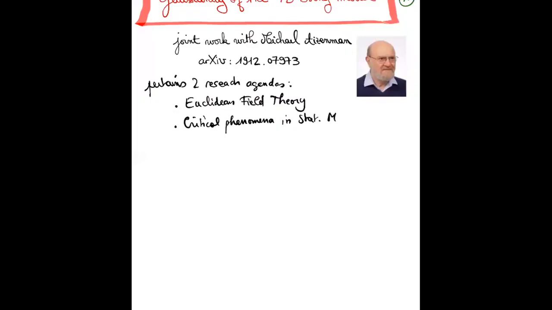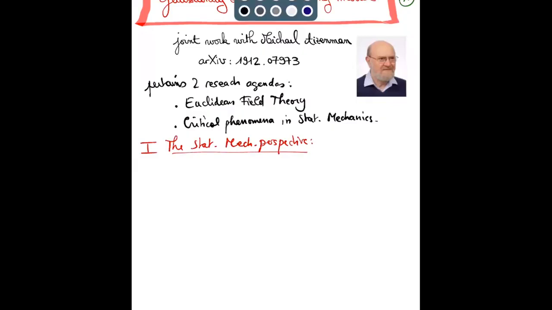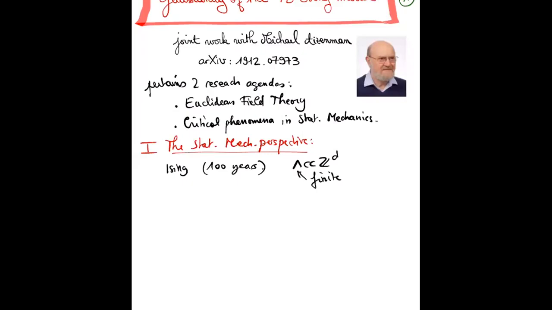I don't know exactly, it's a very wide audience, so I'm pretty sure that part of the people will never have heard about it. I'm going to take an example of a very classical statistical mechanics model, which is the Ising model. So the statistical mechanics perspective. Okay, so the Ising model, which is, by the way, exactly 100 years old this year, is a model for ferromagnetism. It's defined on a subset of Z^d. So think of this as a finite subgraph of Z^d. And Z^d in our case will be Z^4 most of the time, but I still want to define it in general to be able to compare to results in other dimensions.